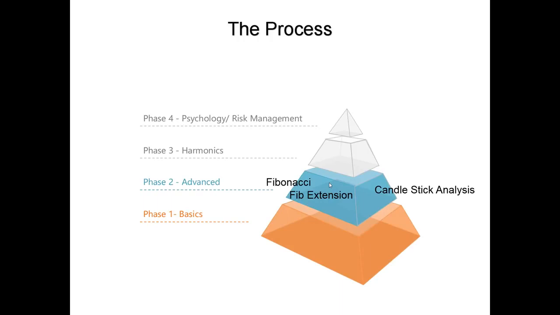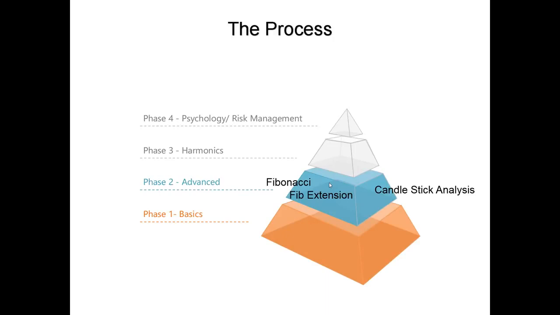And the next one is candlestick analysis, which I'll go into a little bit right now. You're going to be looking for the reversal patterns that you have on your candlestick sheets. You're going to look for those reversal patterns at key areas of the market, meaning harmonic patterns, double bottoms, triple bottoms, head and shoulders. I'll show some examples. That's candlestick analysis, Fibonacci, Fib extensions. That's phase two, what you need to study after doing the basics.